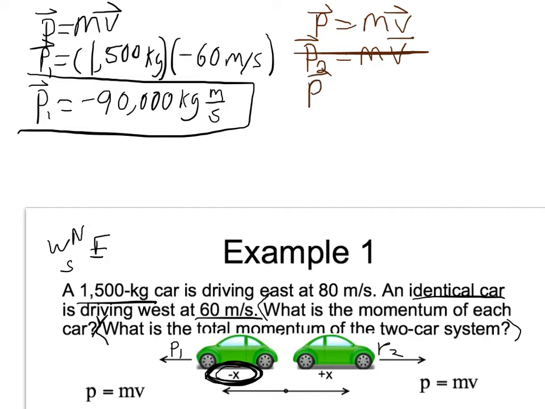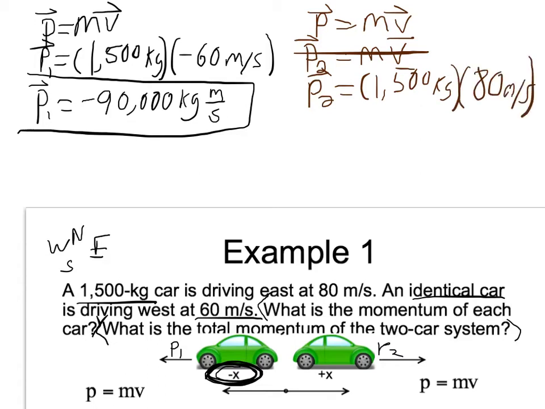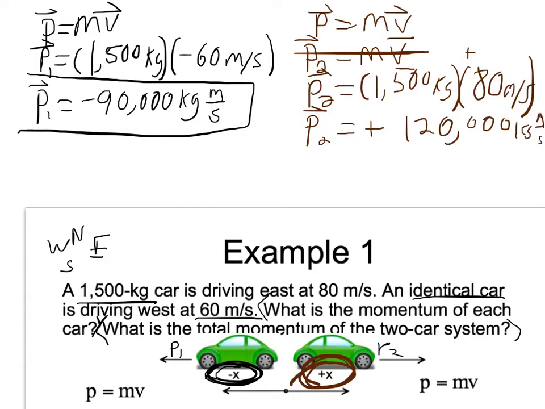So the momentum of car 2 is 1,500 kilograms for the mass times 80 meters per second. And since it's in the positive direction, positive, and that should be p2, is positive 120,000 kilogram meters per second. Okay, that's the momentum of car 2.